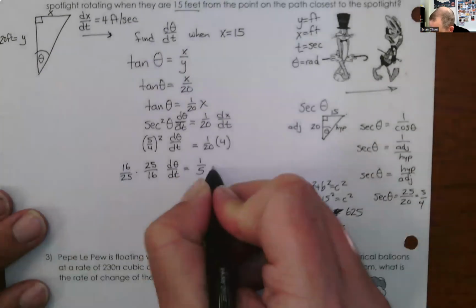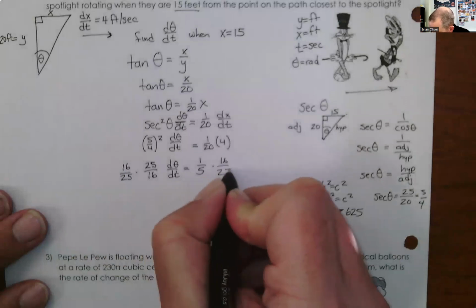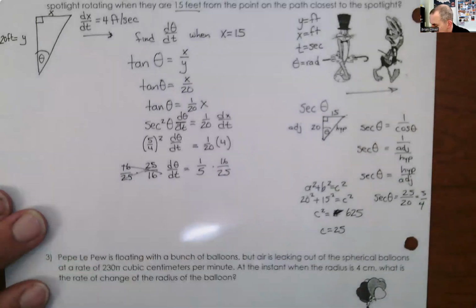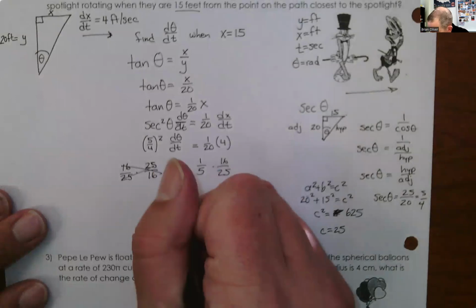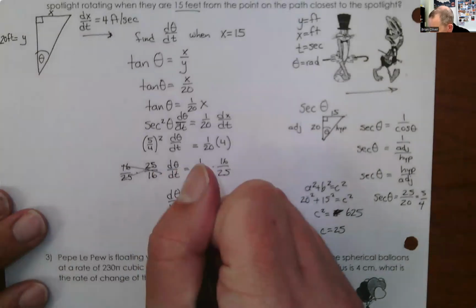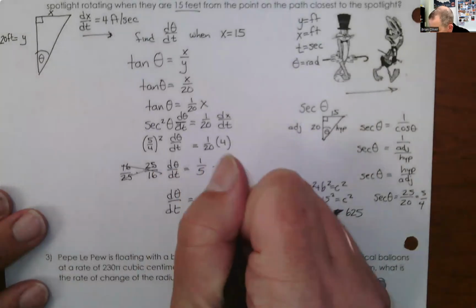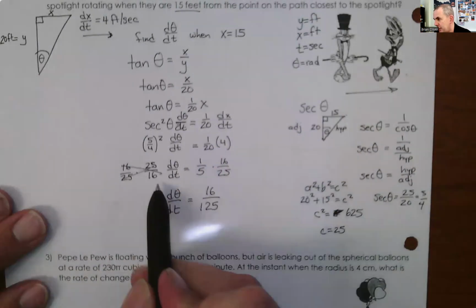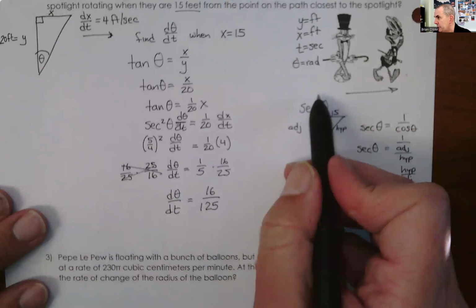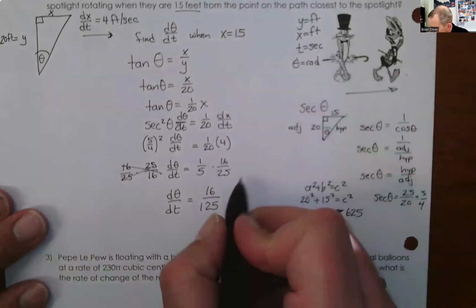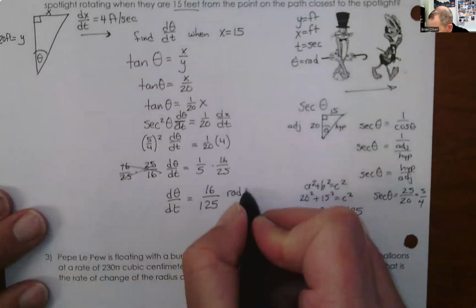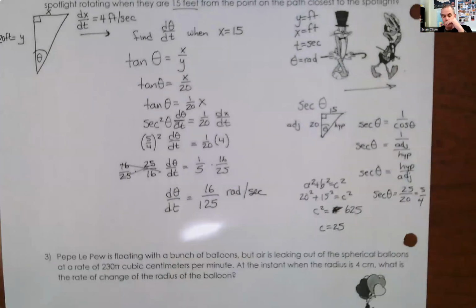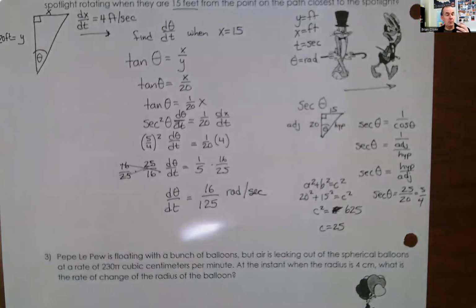Multiply both sides by 16/25. And what that will do is make that go to 1. It'll leave me d theta dt, and it's going to be 16 over 125. And the units of measure, it's theta over t. It's going to be radians over seconds. So it's 16/125 radians per second. So that's how fast that spotlight is moving as Bugs and Daffy are dancing across the stage.